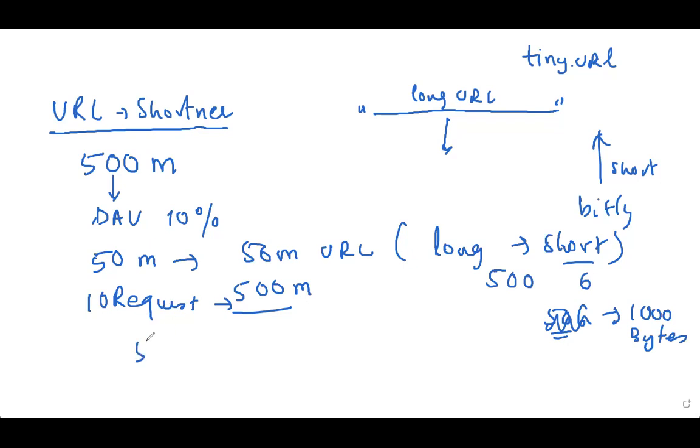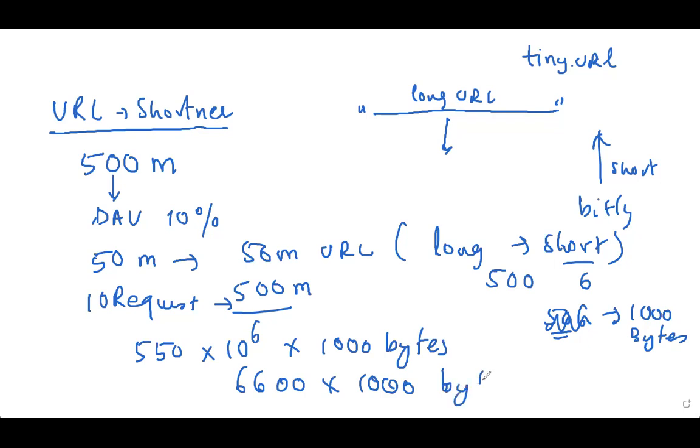So 550 million multiplied by 1,000 bytes will be flowing on your network per day. And then we had about 6,600 requests per second, multiplied by 1,000 bytes, flowing around in your network per second. That means you have about 10 to the power 6 bytes flowing on your network.